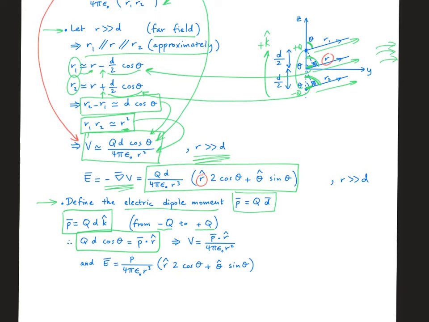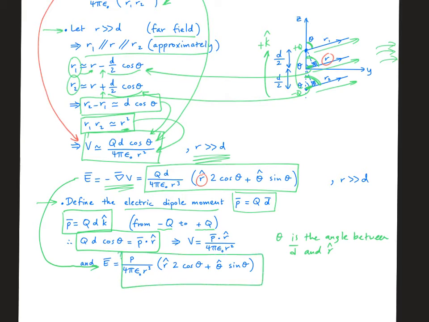And so the theta angle is between the D vector and the R unit vector. Okay, so now substituting all of this, we modify E from this format to this format, and we end up getting simply this formula. So just substituting QD with P.